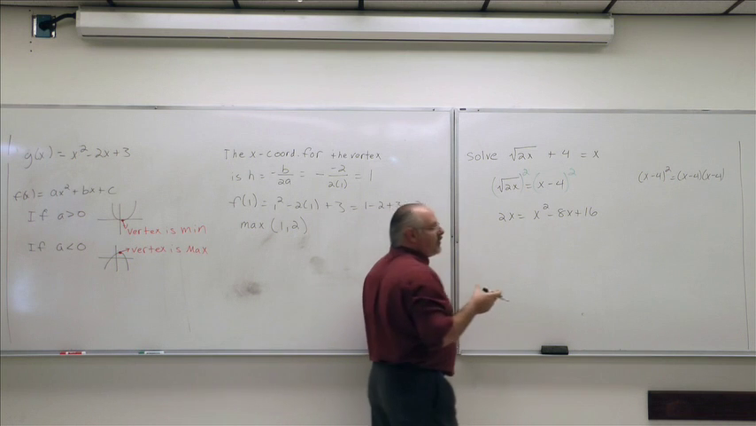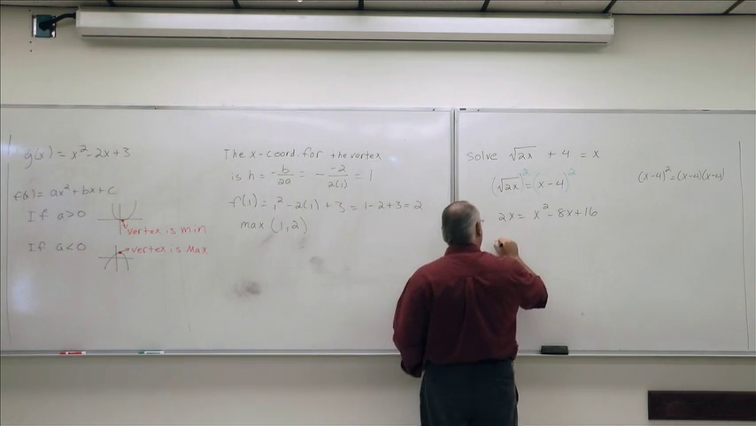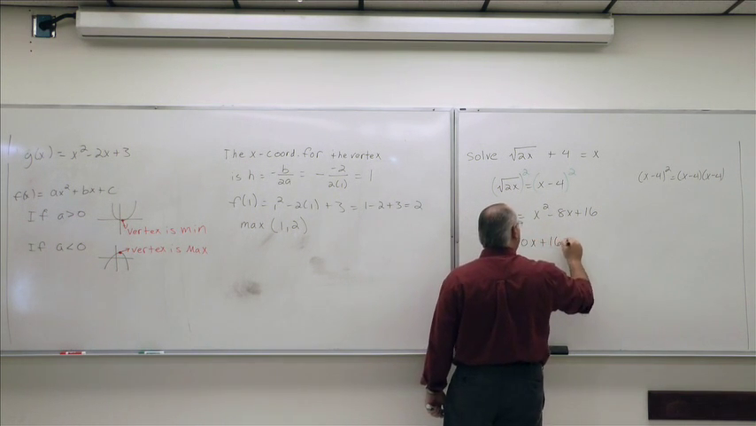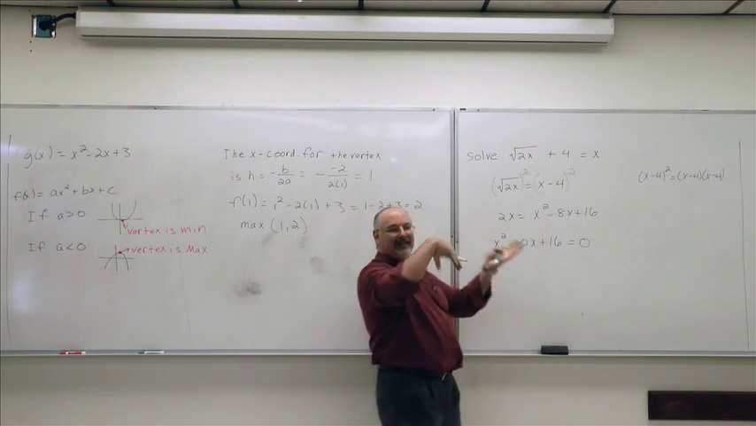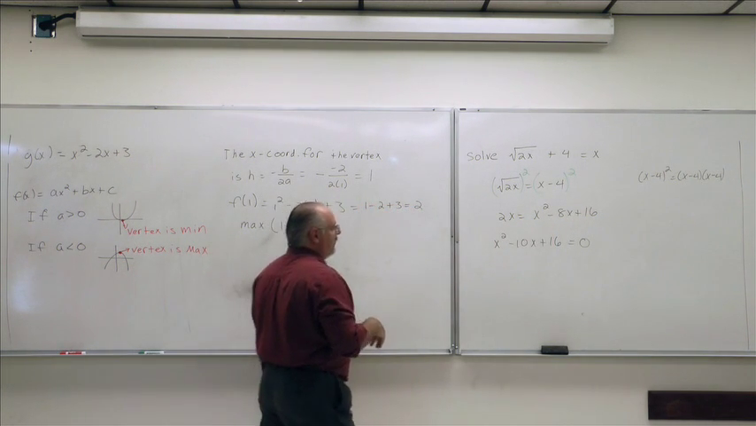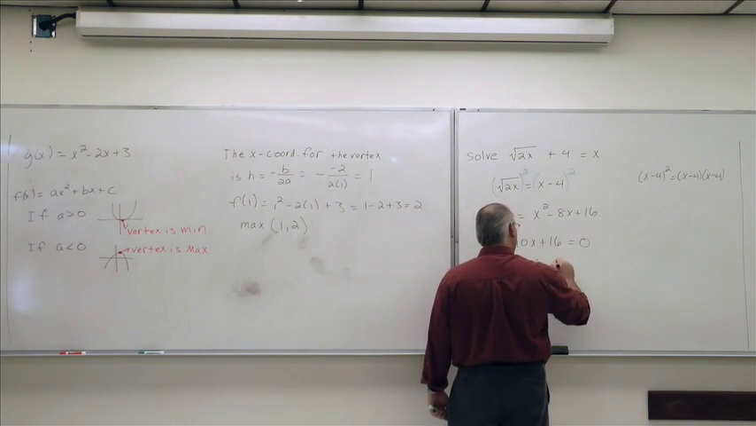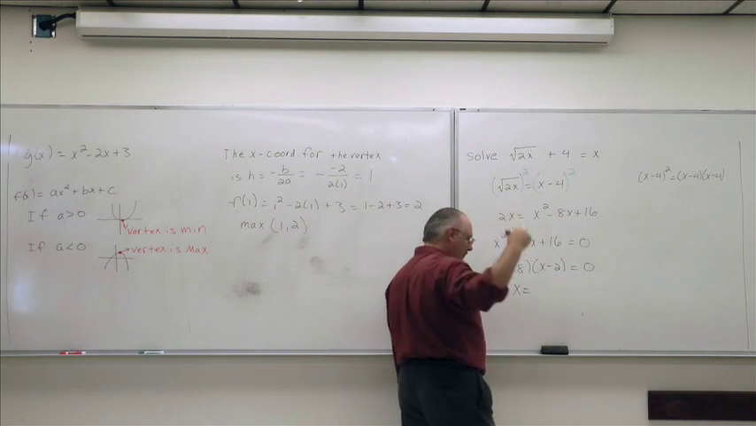So this is now a quadratic equation, which means everything on one side, set it equal to 0. So x squared minus 10x plus 16 is 0. I basically subtracted the 2x and then just flipped it around. This will factor: x minus 8 and x minus 2 is 0. Good. So x is 2 and 8.